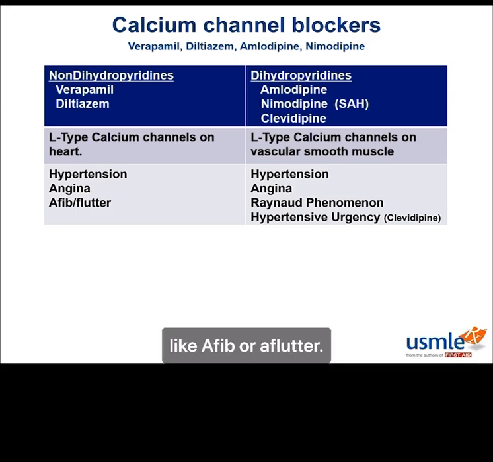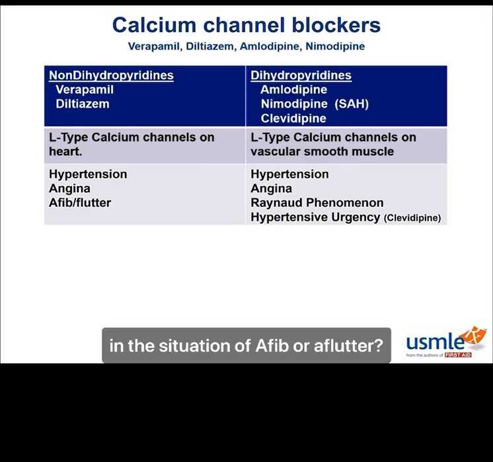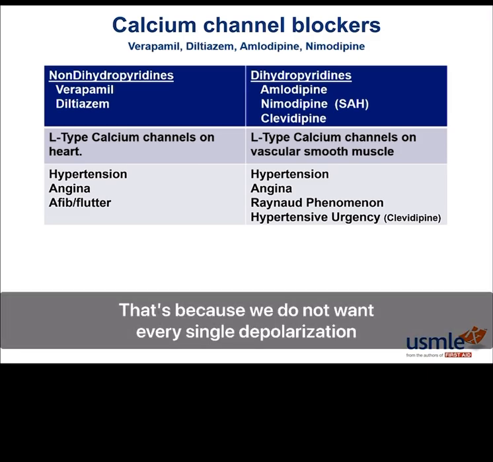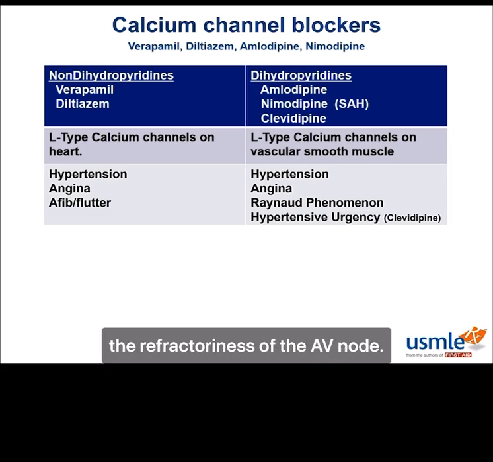like AFib or aflutter. Why do we want to decrease AV nodal conduction speed in the situation of AFib or aflutter? That's because we do not want every single depolarization from the atria transmitted into the ventricles. Calcium channel blockers help increase the refractoriness of the AV node.